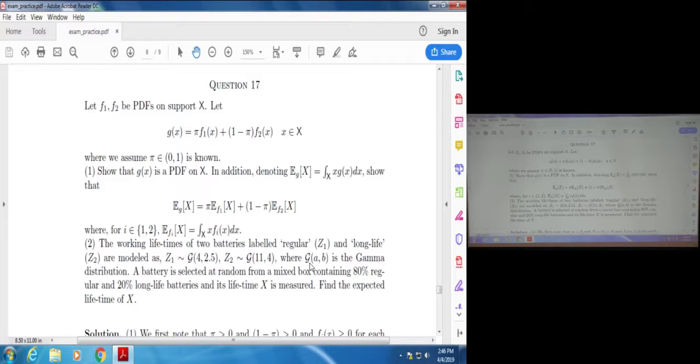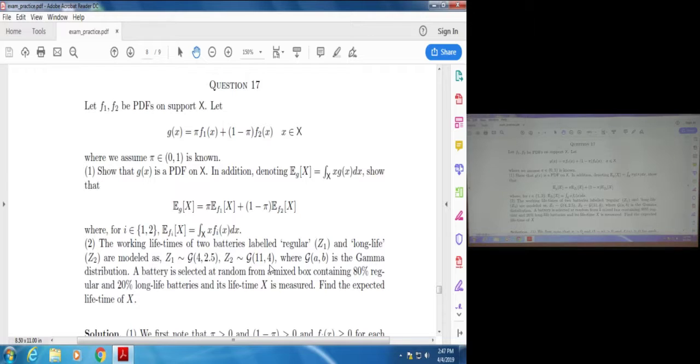So a battery is selected at random from a mixed box which contains 80% regular and 20% long life, and its lifetime X is measured. Find the expected lifetime. Of course, what we're doing is that the density function of this random variable X, which is 80% regular and 20% long life, is 0.8 times the PDF of a gamma 4, 2.5, plus 0.2 times a gamma PDF of 11, 4.